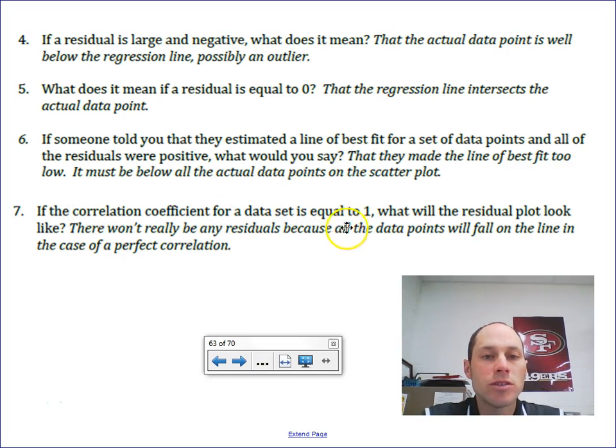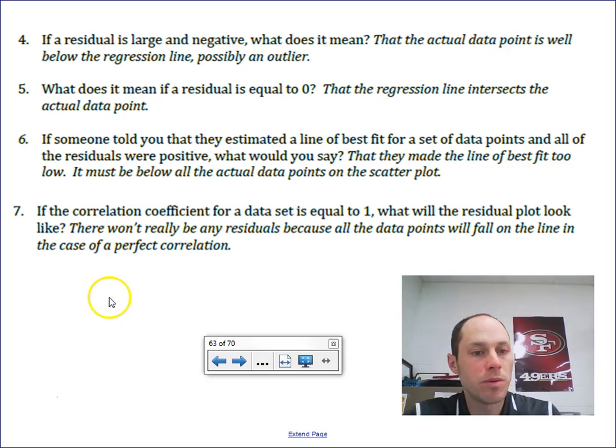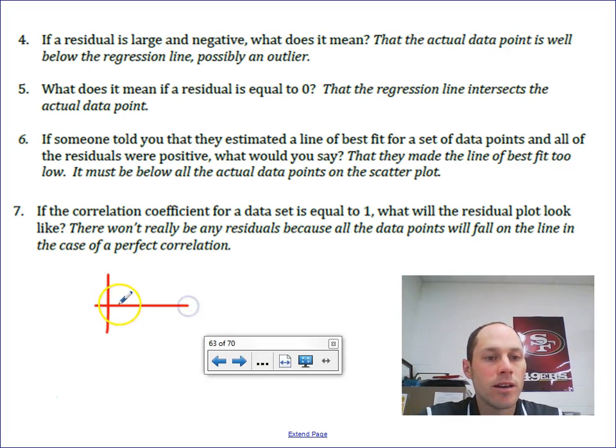If the correlation coefficient for a data set is equal to 1, what will the residual plot look like? If the correlation coefficient is 1, that means all the points are dead on. So all the residuals would be right on the line, and so all the residuals would be 0. In that case, on the residual plot, all the points would be on 0. It won't happen too often when we're looking at data, because data doesn't work out nice and perfectly, but we need to understand what that means.